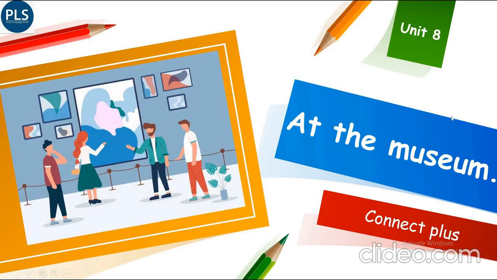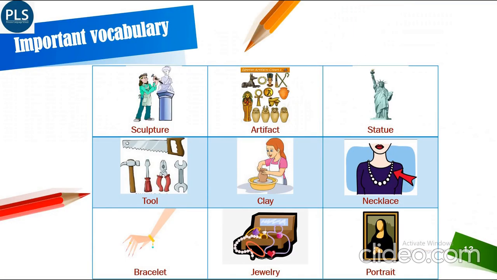Now let's check our important vocabulary for this unit. And the first vocab we have, sculpture. To sculpture means to make a statue. Next word, artifact. An artifact is an object made by humans to express a culture or a history. Next word, statue. Statue like the Statue of Liberty. Next word, tool. A tool is an equipment or something we use to fix or sometimes break things, like a hammer or a screwdriver.